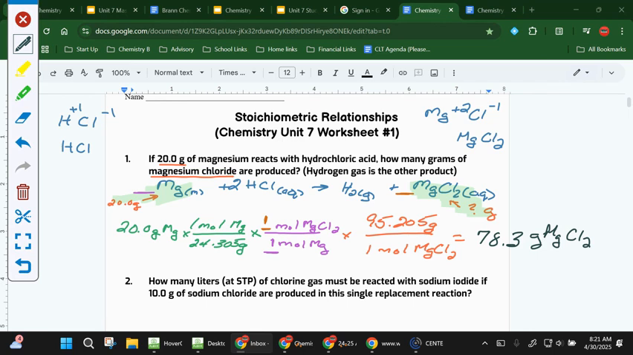No. Sulfuric is a ternary acid. Doesn't have hydro in front, it's ternary.